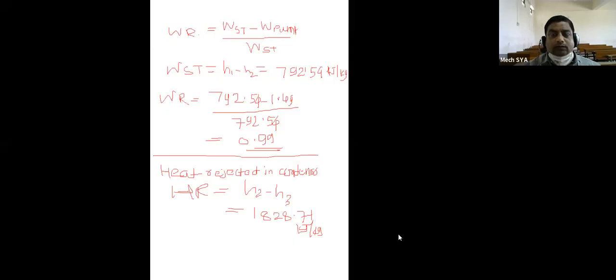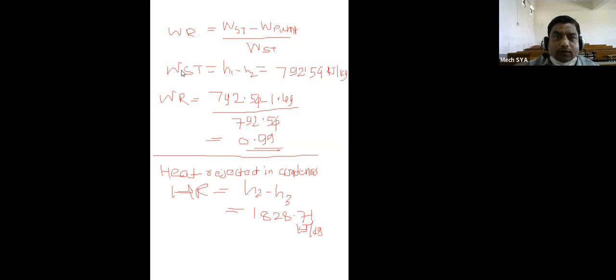Now is it visible? Now is it visible, Asmita? Yes. Okay. Good. Heat rejected. So shall I repeat from? Okay. Work ratio is there. From which place should I repeat? From which place it was not visible? Which step?